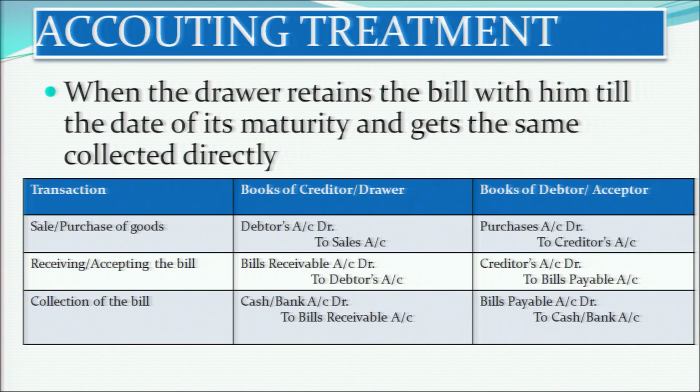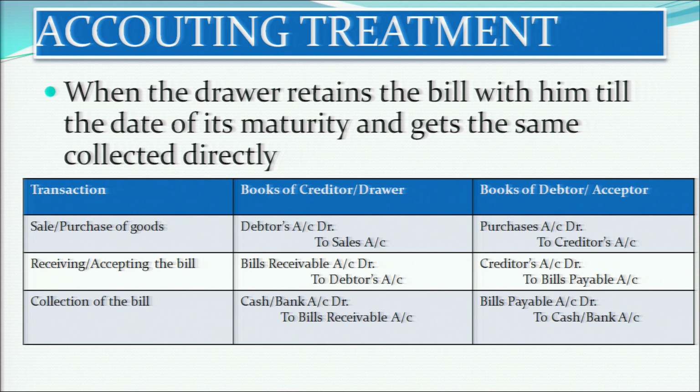As a creditor, when we sell the goods, what entry are we going to do? Debtor account debit to sales account. And the debtor is going to do the entry of purchase account debit to creditor account, because when we sell, the goods go out, right? And here, as we are selling the goods on credit, bills come into the picture. So bills receivable account debit to debtor account. Yes, because the debtor has signed it and written it back.